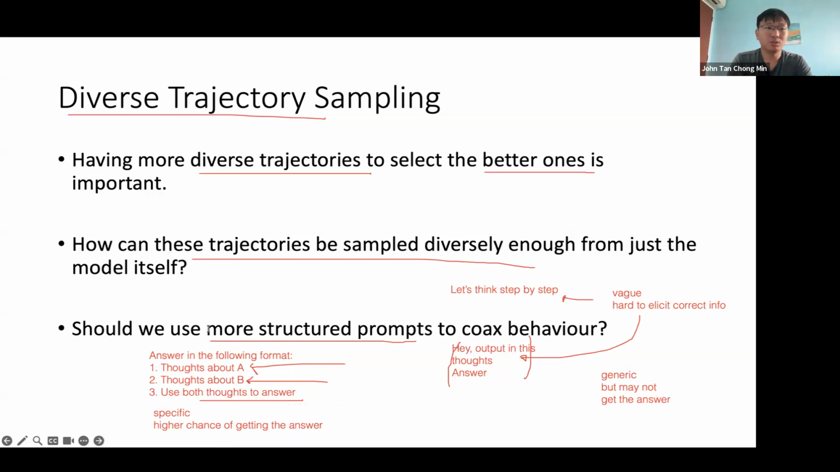Of course, the other way is you do some form of search over token space, but it's really difficult because there are many tokens, more than Go positions.